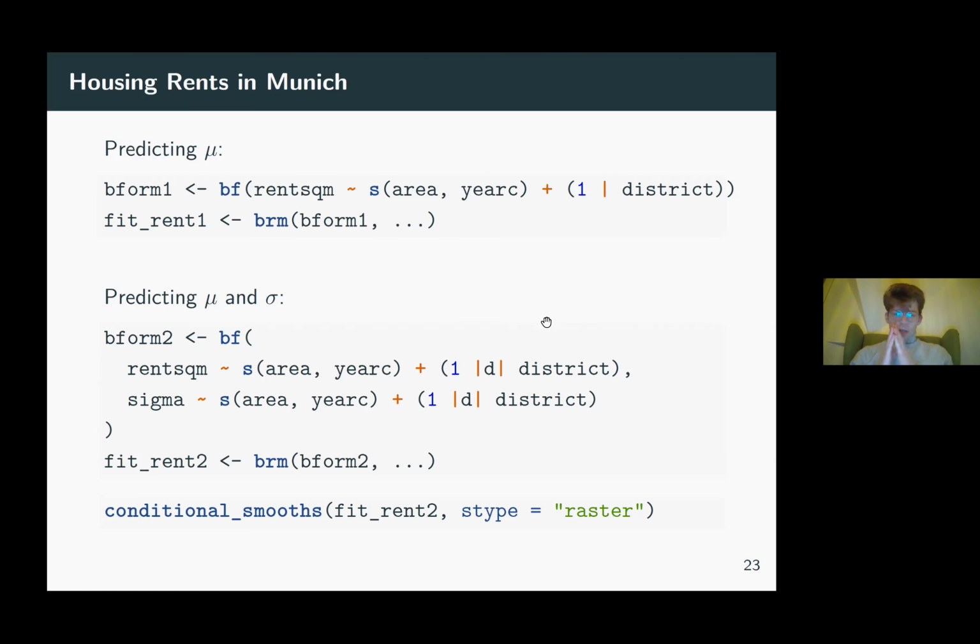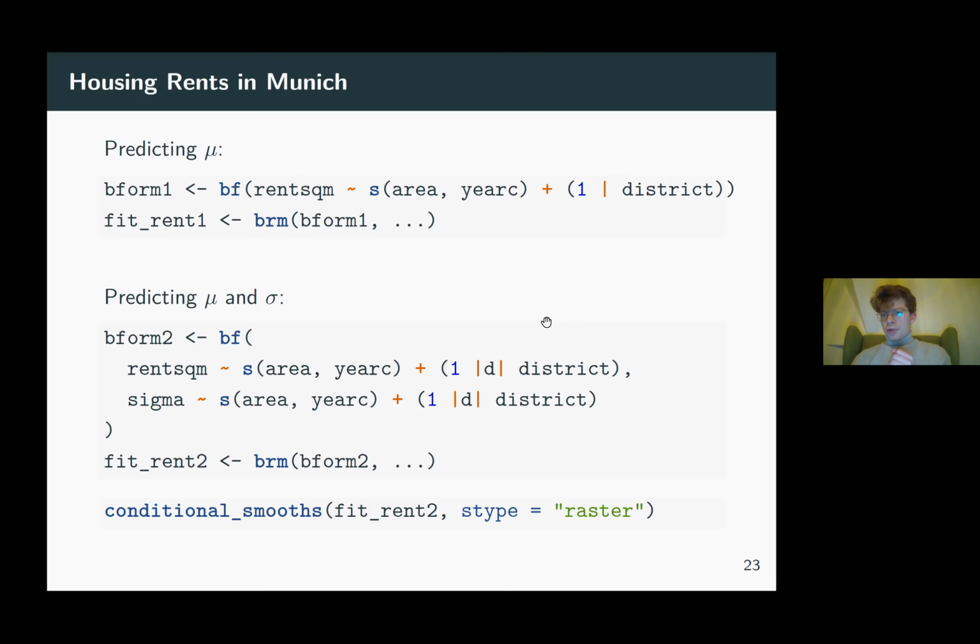This model is already kind of nice, but I want to go one step further and not only predict the mean rent per square meter by area and construction year, but also predict the variation of the rent per square meter by area, construction year and district. It's very well possible that for some areas of the apartment or construction years, there's much more variation in rent per square meter than for others. So we want to predict both the mean and the variance or the standard deviation of our rent per square meter.